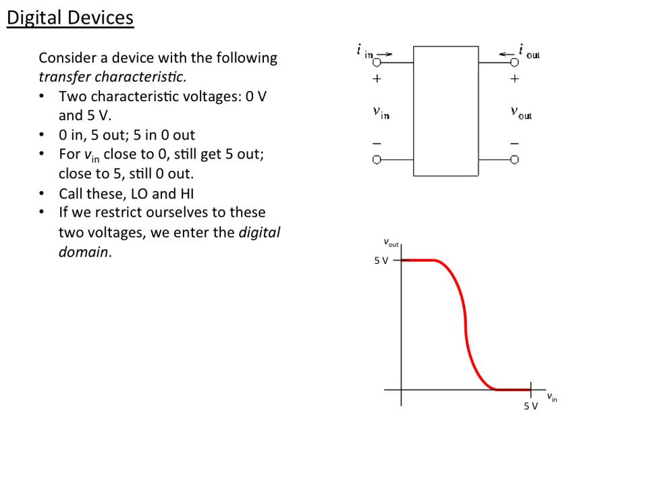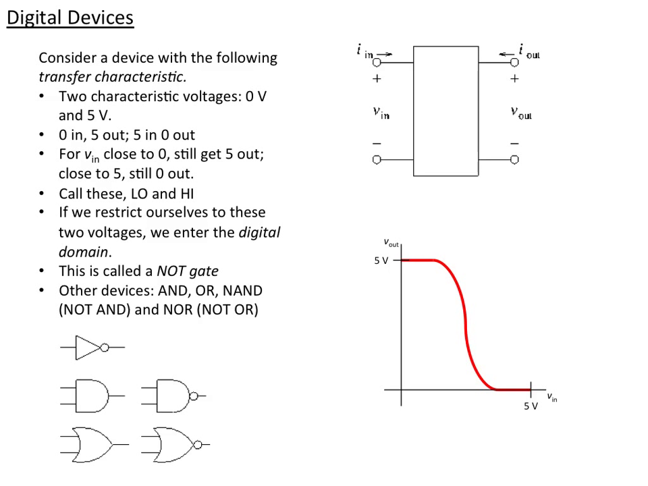So if we just restrict ourselves to 0 and 5 volts, we call them low and high, or sometimes just 0 and 1. And now if we just restrict ourselves to those and try to avoid this middle region, then we're talking about digital electronics. We enter the digital domain. And in fact, this device here with this transfer characteristic is called a NOT gate, in that it turns a true signal into a false signal. So something that's not true is false.